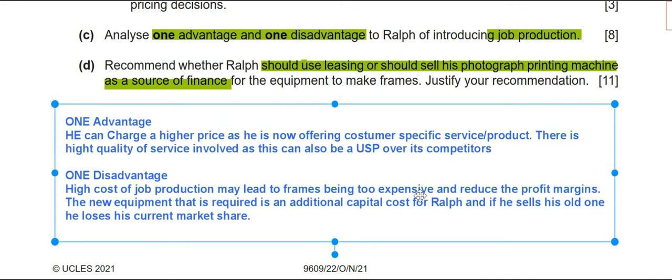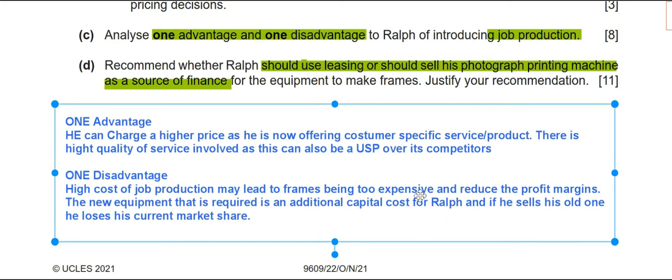Because he will be making customer specific photo frames which will be fitting different sizes, different shapes, and therefore he can charge a different price to every customer. And we can also say that his product will be of a better quality, because these will be specifically focused products. They are made to order, and this means he can also have a high profit margin if he is charging a higher price because of that.